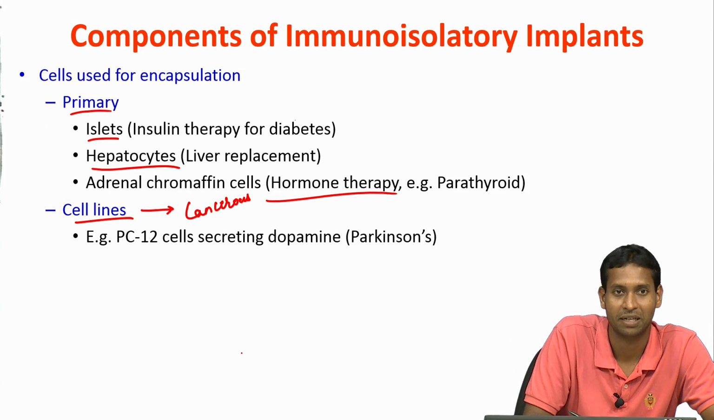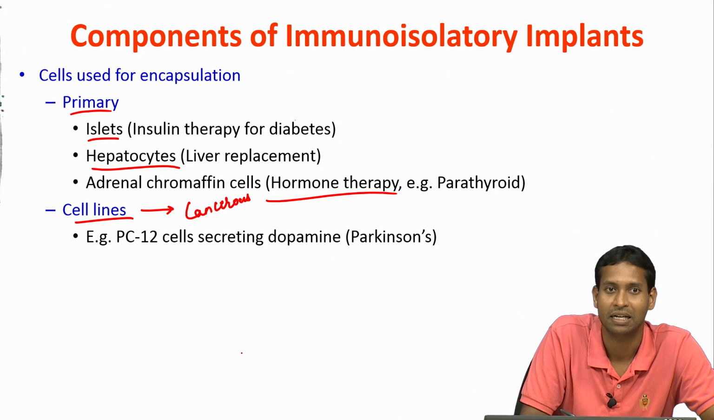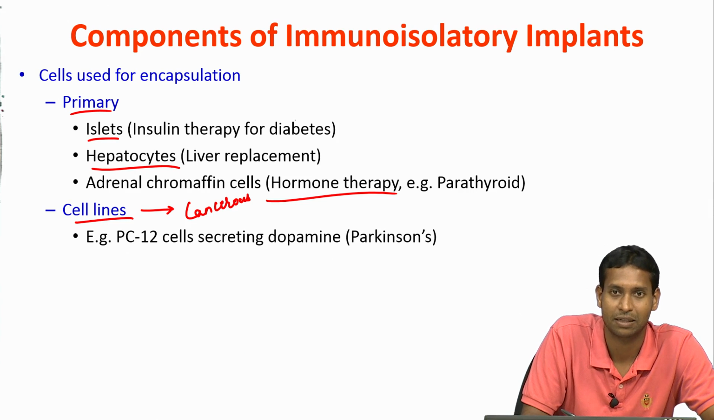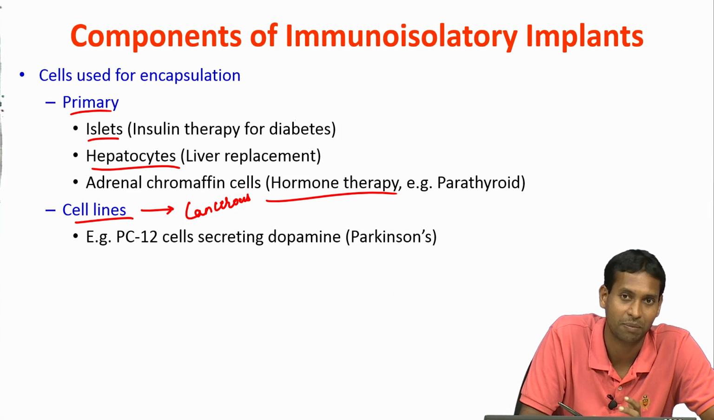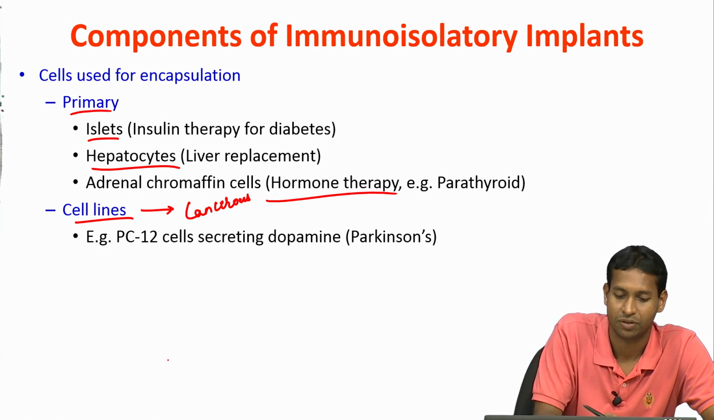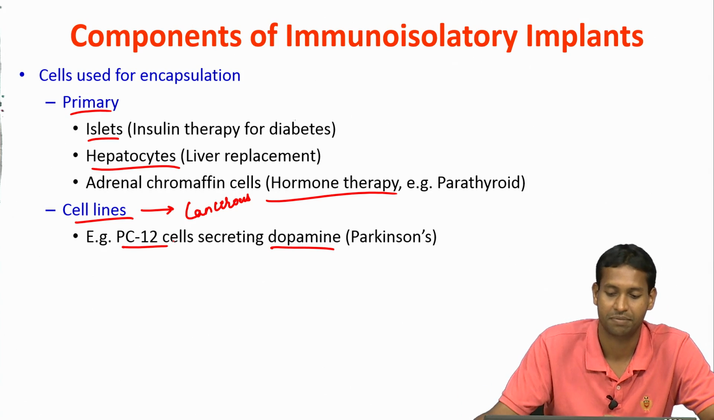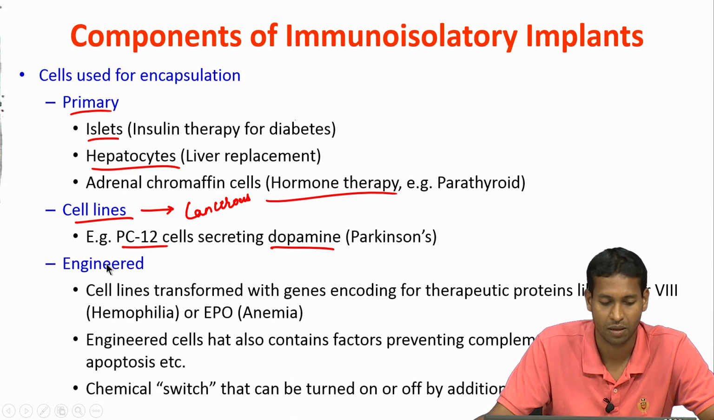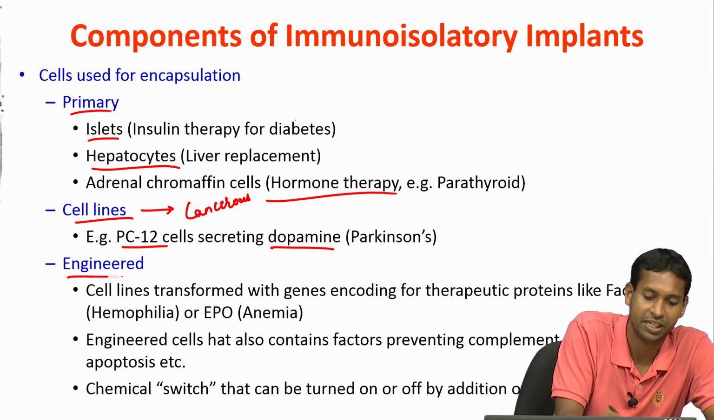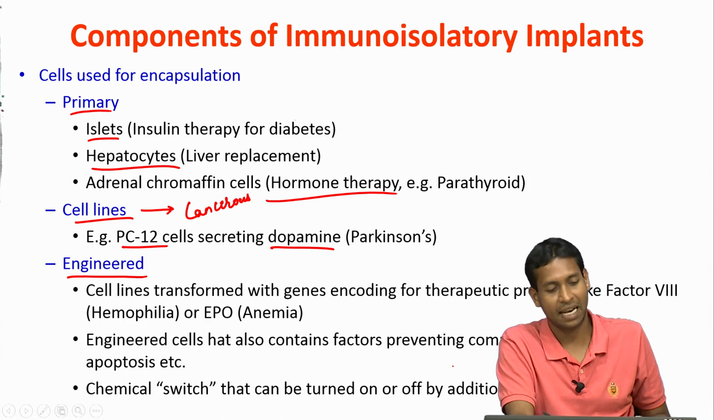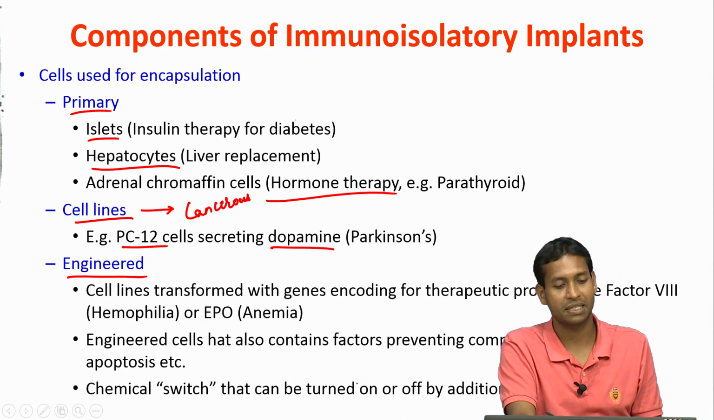In fact, all cell lines have been transformed so that they continue to divide, and in those cases you want to make sure that it does not end up causing cancer. So, here are some of the examples. In this case you are trying to get some dopamine, so you are using PC12 cells, or this could be engineered. So, this could be engineered with either cell lines or with the primary cells.